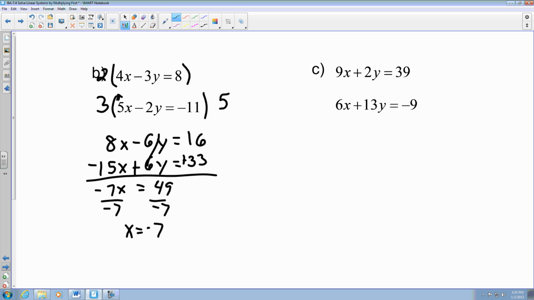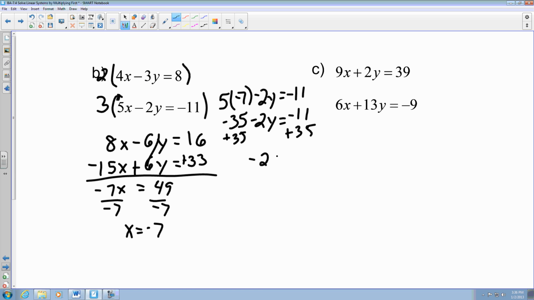So I have 5 times negative 7 minus 2y equals negative 11. 5 times negative 7 is negative 35, minus 2y equals negative 11. I'm going to add 35 to both sides. So negative 11 plus 35 equals 24. So I got negative 2y equals 24. Dividing both sides by negative 2, y equals negative 12. So my ordered pair would be negative 7, comma, negative 12.